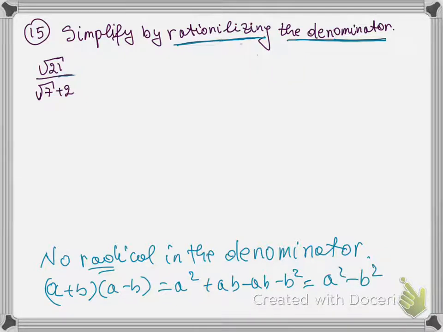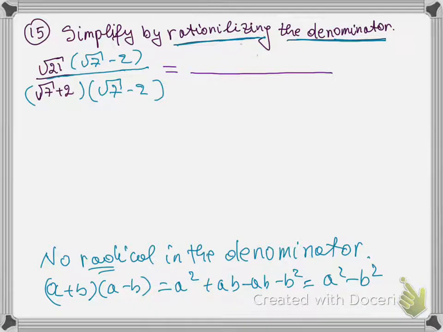So having this in mind, because I want to get rid of the square root of 7 in my denominator, I'm going to multiply my denominator by square root of 7 minus 2. So I can use this formula that I wrote before. In order to keep the fraction the same, I have to multiply the numerator by the same quantity, square root of 7 minus 2.